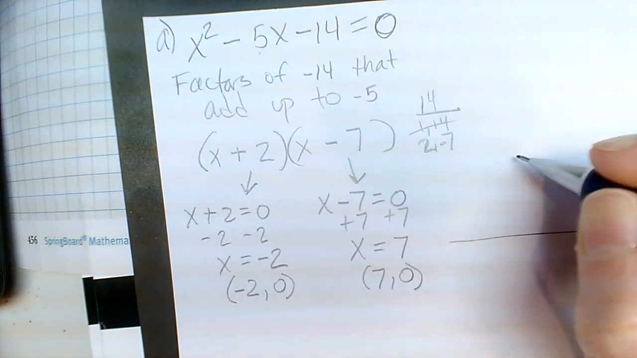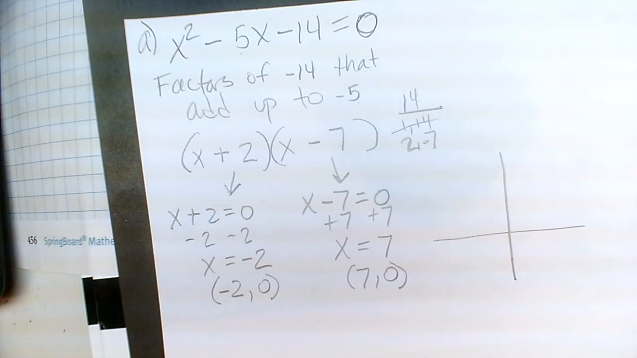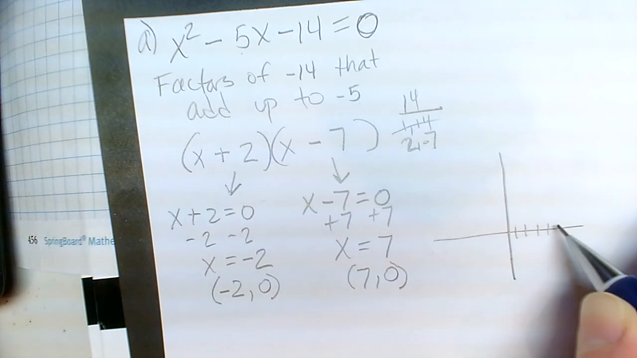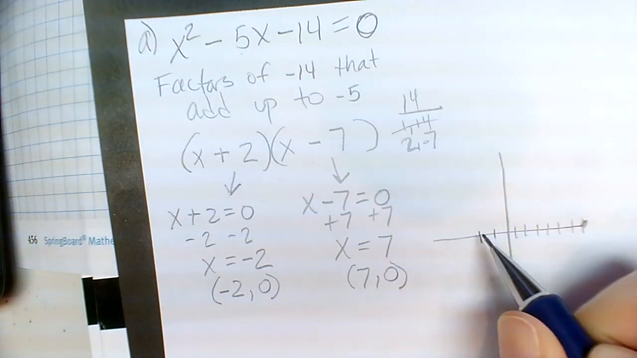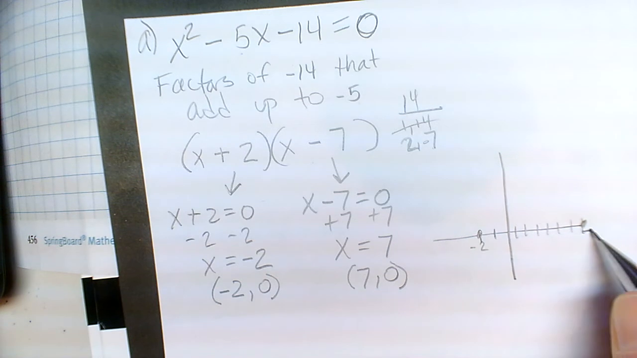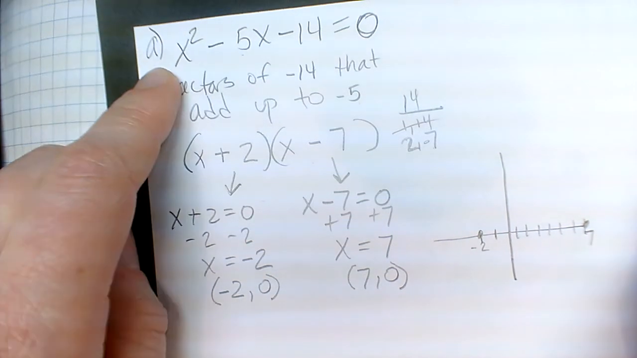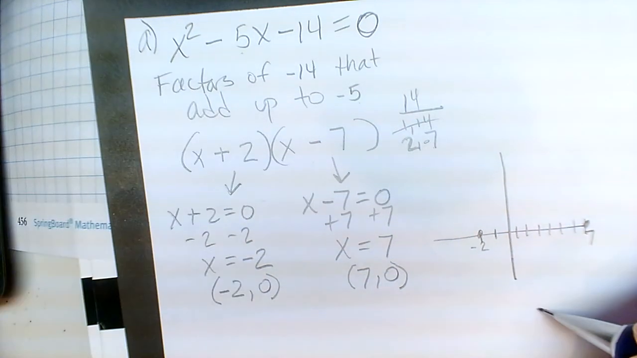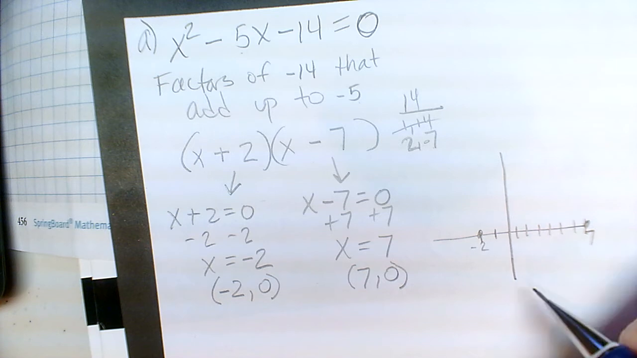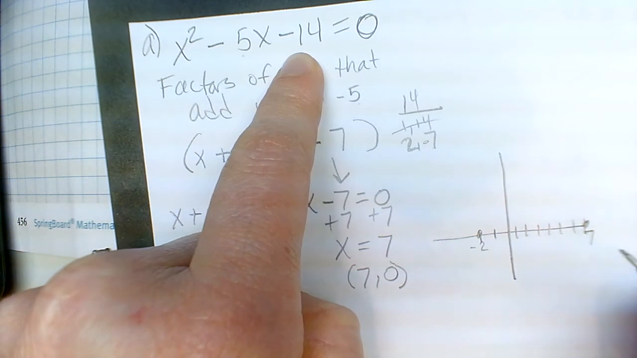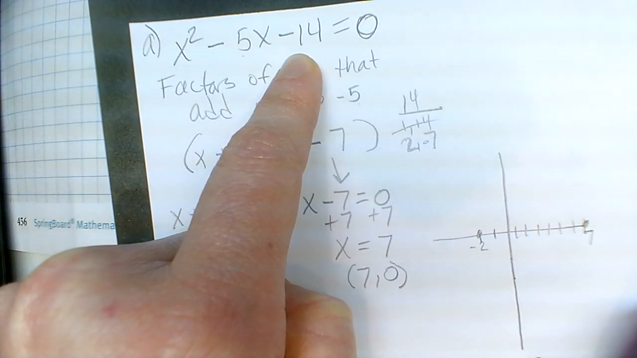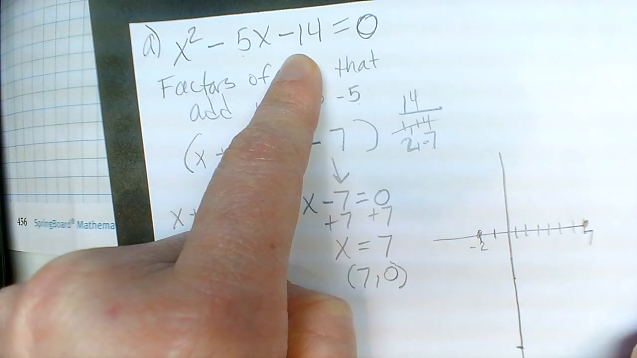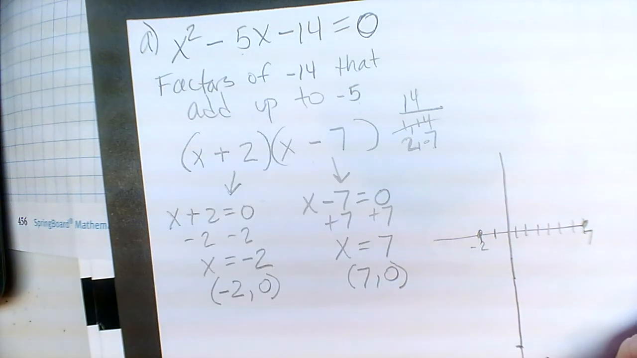If you graphed it, let me do a really rough sketch here. 1, 2, 3, 4, 5, 6, 7. And then 1, 2, here's negative 2, here is 7. Let's see, A is positive. That means it's going to open up. I know I'm going to have a y-intercept of negative 14. So that's going to be maybe somewhere way down here. You're going to have a vertex right around here-ish.